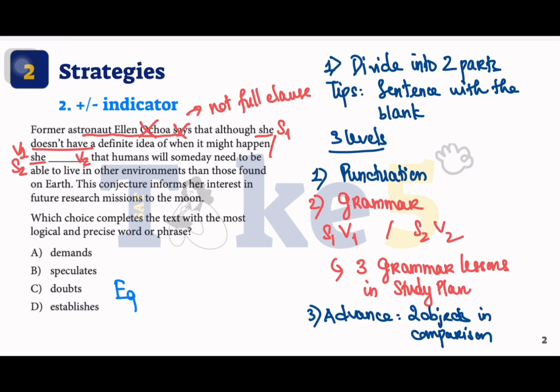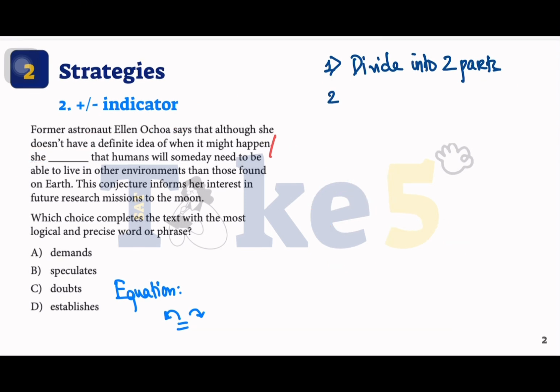Let's write down an equation here where the left side is going to be the first part and the right side is the second part that we just divided. Second, find a plus-minus indicator, which is usually in the form of a conjunction, like although, right here, indicating a contrast relationship between the 2 parts. We note a negative sign indicating the contrast of this indicator on the left-hand side because it belongs to the first part of the sentence.